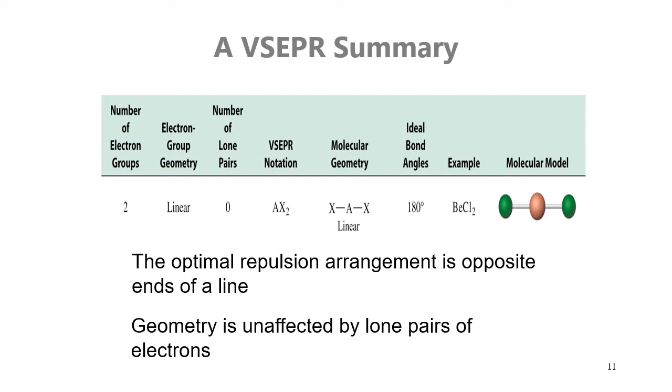Maybe you have to understand how this 180 is measured. This is the angle, 180. For example, this is for beryllium dichloride. The optimal repulsion arrangement is at opposite ends of a line. The geometry is unaffected by lone pairs of electrons because there are no lone pairs in this case. It's only A, the central atom, in this case beryllium. X is chlorine, so X2. There is no lone pair.